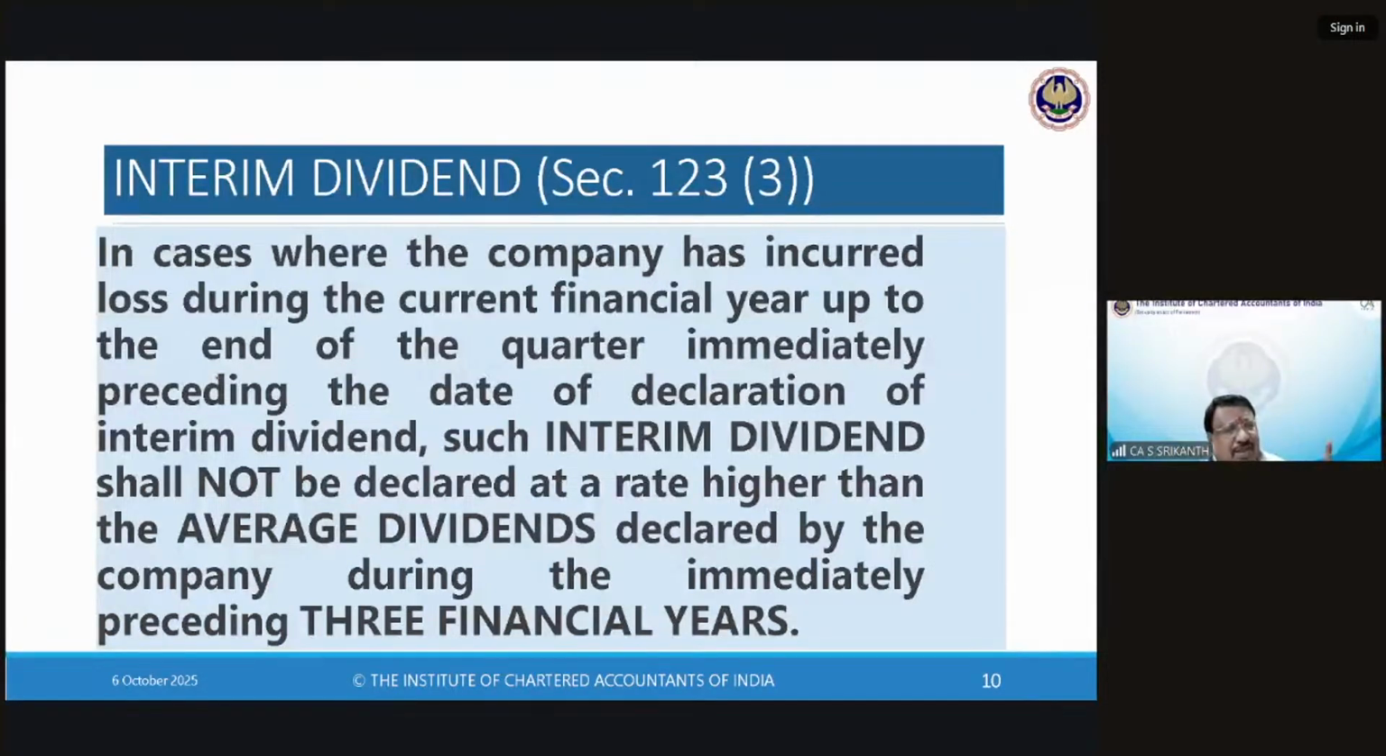Still, if you want to, as a consistent policy, declare. Because this loss may be a cyclical thing. You might again make profit. So you want to consistently declare interim dividend. Agreed. But you cannot declare at a rate higher than the average dividend rate.